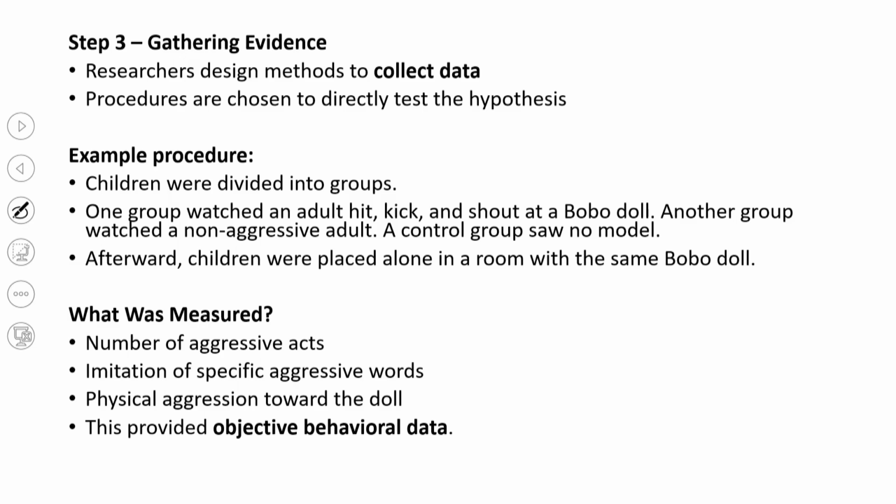So, the third step is gathering evidence. Research design methods to collect data: the researcher designs different ways of collecting data based on the research question. They frame certain steps to follow and participants to be selected, and then data has to be collected. Certain procedures are followed, chosen to directly test the hypothesis, including what the process of data collection should be. So, that is the part of gathering evidence.